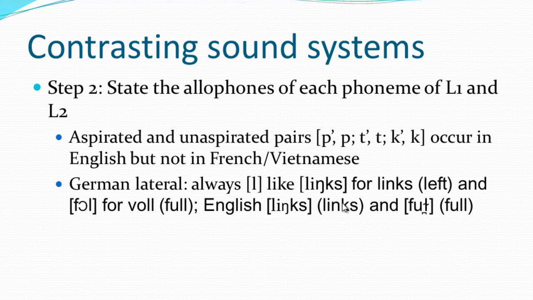And our job at this stage is to discuss the allophones of each phoneme found in the chart. For example, with English, we have aspirated and unaspirated voiceless consonants, as you see on the screen. And in Vietnamese, we do not have the aspirated ones. Right?